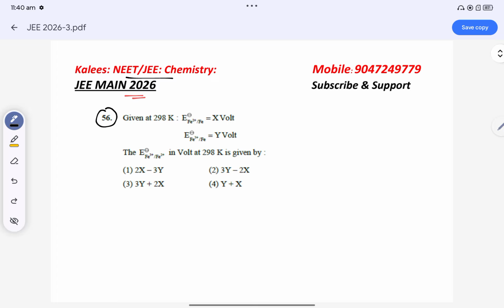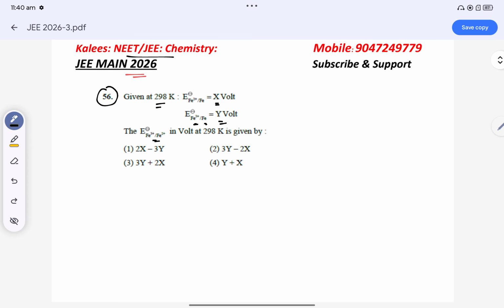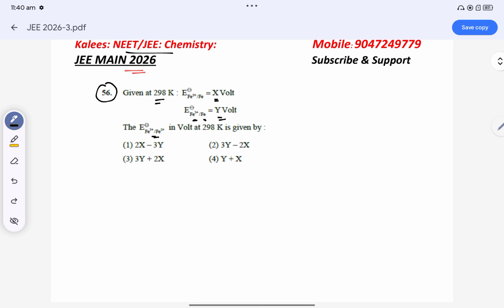This is question number 56. At 298 Kelvin, the E0 value for Fe2+ to Fe is denoted as X. The E0 value for Fe3+ to Fe is denoted as Y volt. So the E0 value for Fe3+ to Fe2+ is asked. What formula do we have? This is the question. First, it is denoted as equation 1.